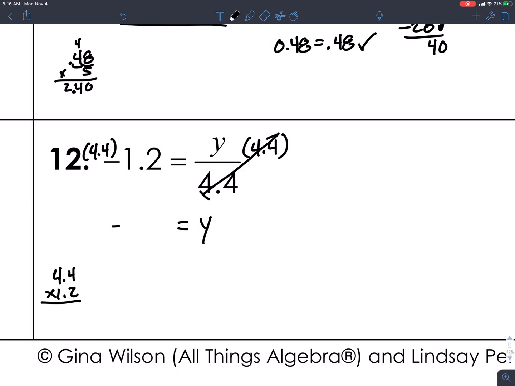So now I just multiply. 2 times 4 is 8. 2 times 4 is 8. Put down a 0 so I can move over 1. 1 times 4 is 4. 1 times 4 is 4. We get 8, 2, carry the 1, 5. Bring down the decimal, 52.8 is what we should end up with.